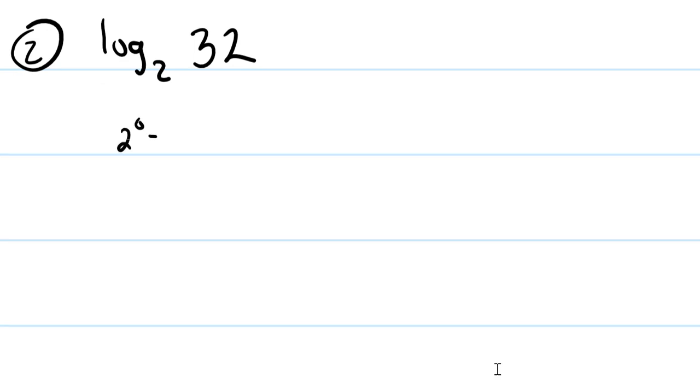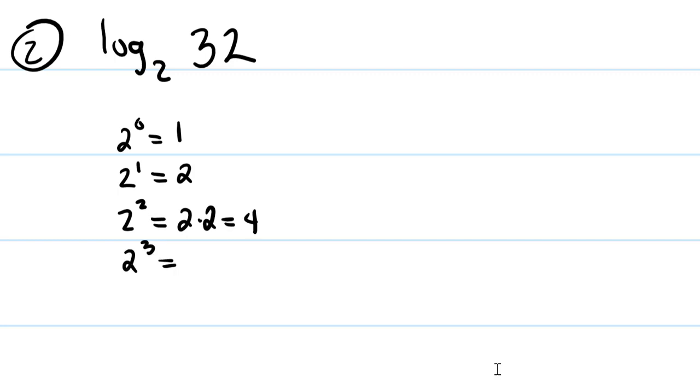So 2 to the 0 power, that's 1. 2 to the first power, well, that's 2. 2 to the second power, well, that's 2 times 2, which is 4. 2 to the third power is going to be 2 times 2 times 2. So you can multiply three 2's together, or maybe take that last answer, which was 4, and multiply that by 2. Either way, you're going to end up with 8.